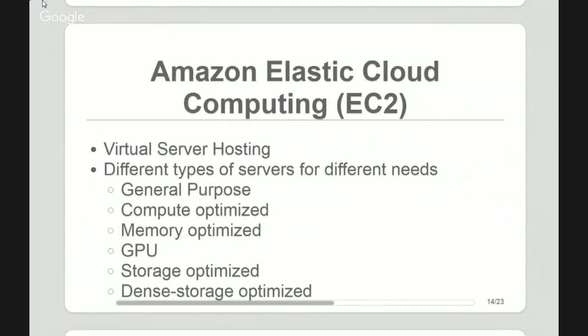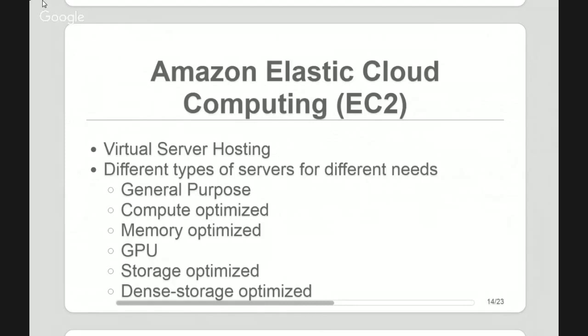Another famous service, best known to most people, is EC2, which is virtual server hosting. So you can launch a new virtual server. It has different types of virtual servers. General purpose, which has an ideal balance between the number of CPUs and the amount of memory. Then there are compute optimized instances which have more CPUs than memory. Memory optimized ones have more memory than CPU. You get the idea. For example, these memory optimized machines are usually used for databases.